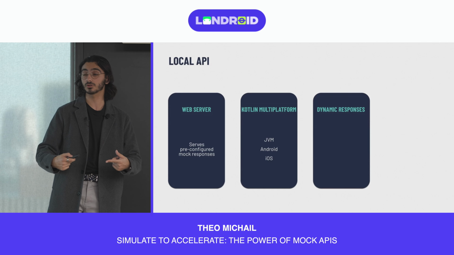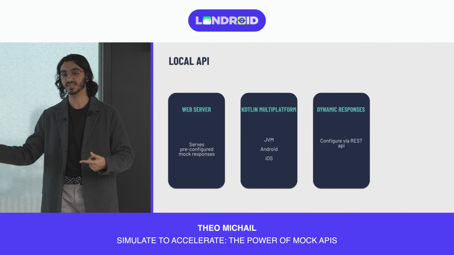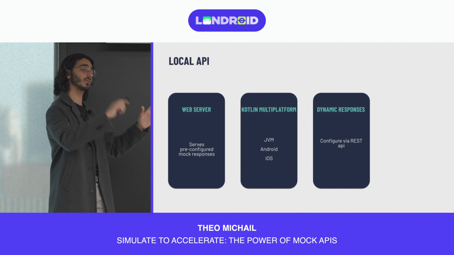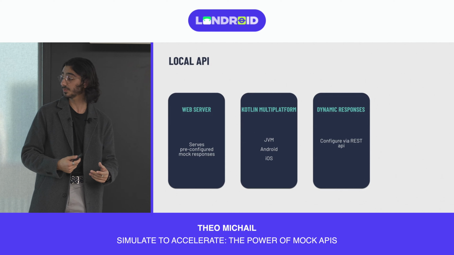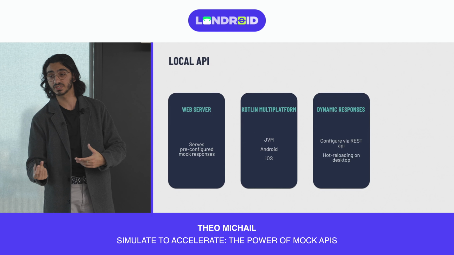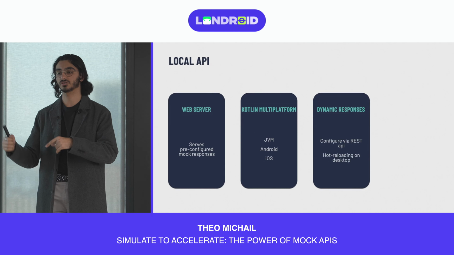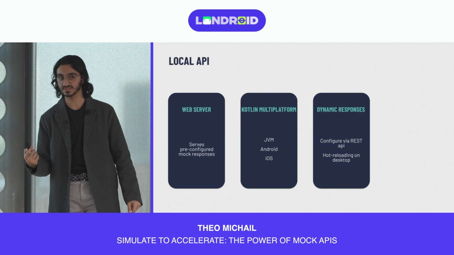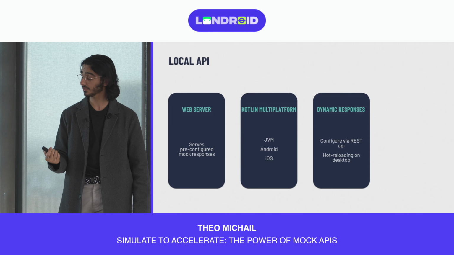And if you want to change out those responses, we've exposed a REST API, which will allow you to send a request saying, hey, for this endpoint, we now want to use this new response instead. And if you're running on the JVM, you have hot reloading available. So it means you can just go in, physically change something within the file, and the next time you make a request to that endpoint, you get the new data back.